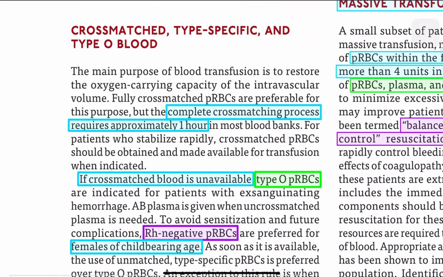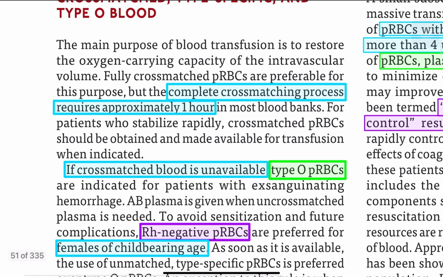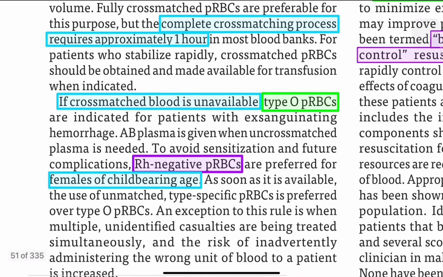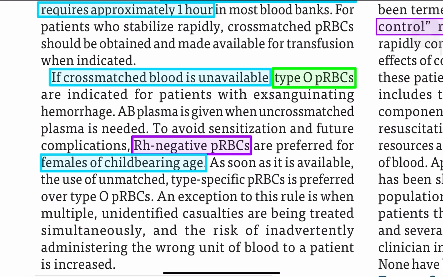Now, cross matching of the blood. Complete cross matching process requires approximately 1 hour. Even Bailey and Love say 45 minutes. If cross matched blood is unavailable, then we can go for O type PRBC. It is Rh negative blood, mainly for females of childbearing age group.